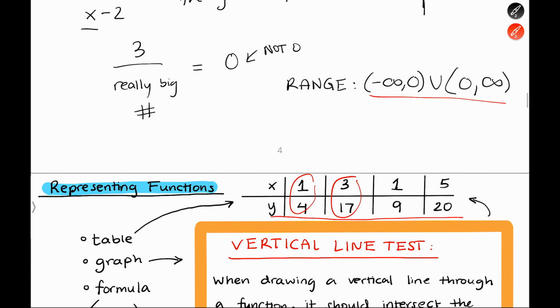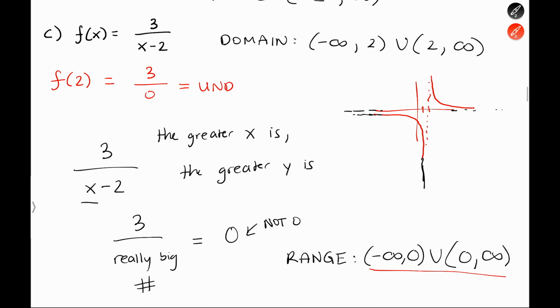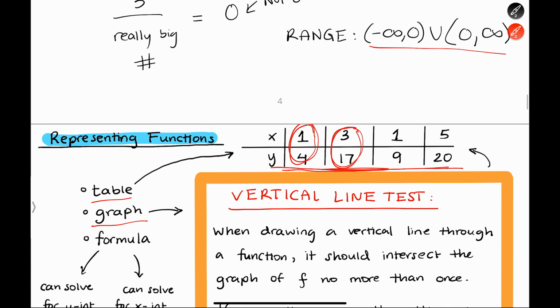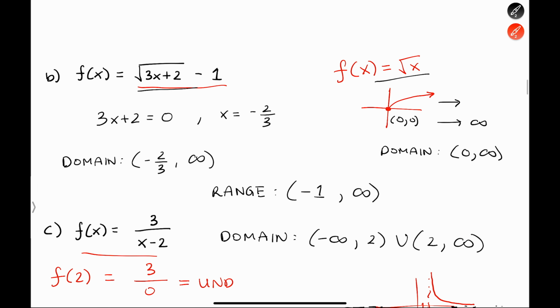Now we're going to talk about different ways we could represent functions. I'm assuming you know all of these representations. We have a table like this over here, which has an x row and a y row, and together they make coordinate pairs like that. There's a graph, which I showed you earlier, which is an xy plane with a function on it. And then we have formulas, which are the questions that we've been solving.